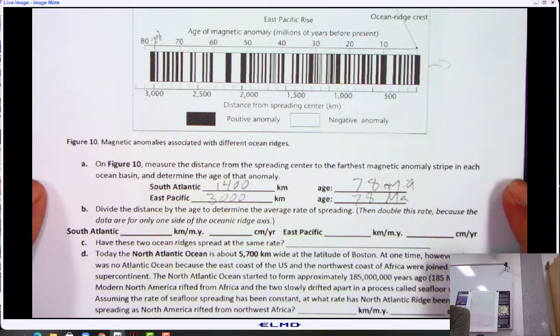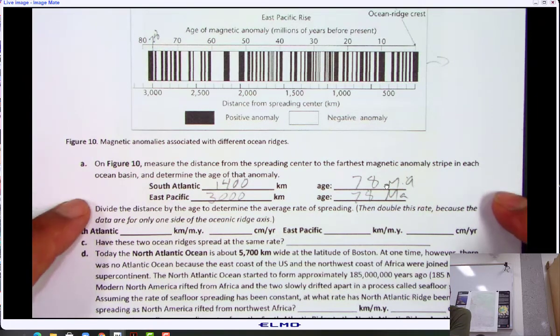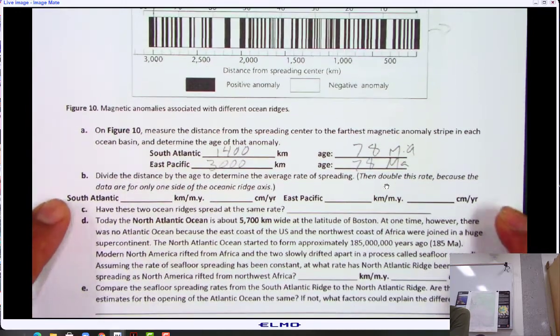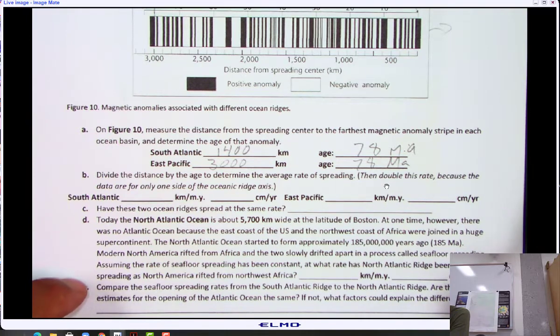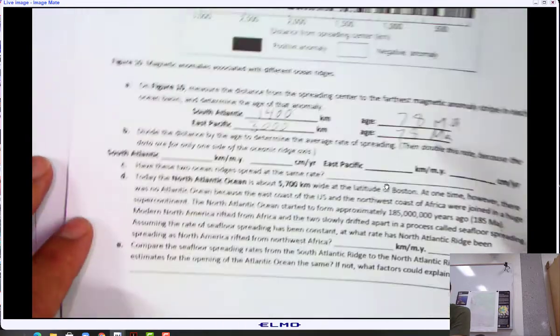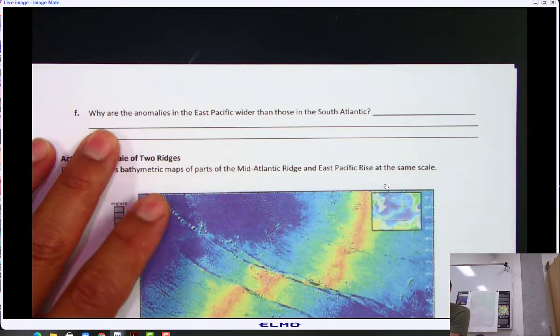So now you can do the math. I'll let you do the math here since I've already done the math in the previous problem. You can kind of figure this out. And then you can see what's going on with the date here. I'll let you figure out the North Atlantic, right? And they're giving you 185 million years. And then you can compare those numbers there. I think you should be able to figure this one out. I won't do any more on that. The anomalies are wider because it's a faster spreading rate for the East Pacific Rise.